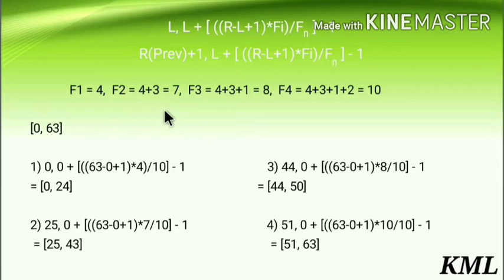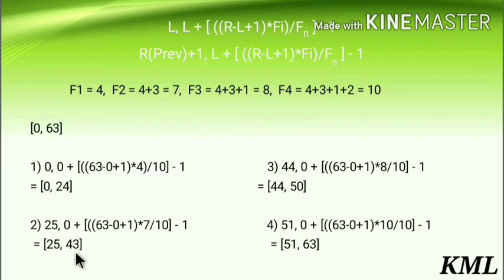So multiplied by 7 and divide by Fn. What is your Fn? 10. Then this minus 1. Now you evaluate this in this order. So 63 minus 0 plus 1, then whatever you get here multiplied by 7, then divide it by 10. After dividing, subtract 1 from it, and after that add this 0 to it.